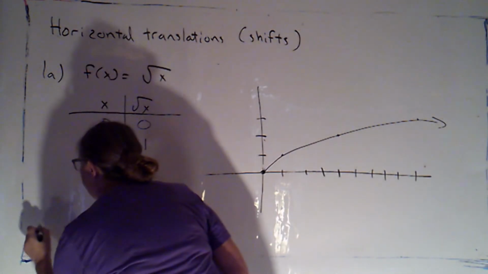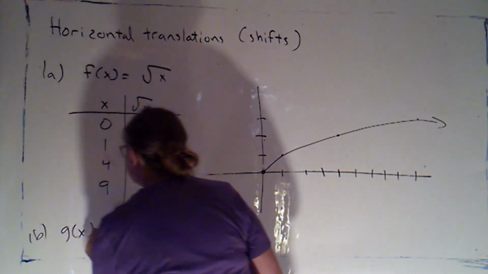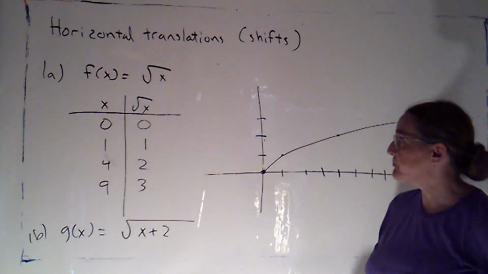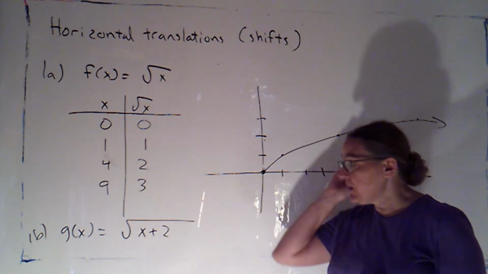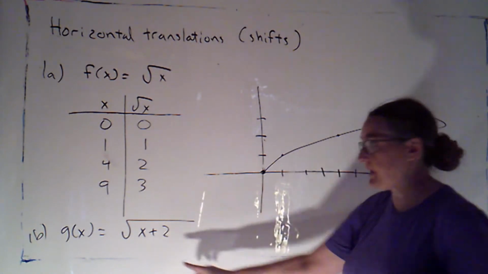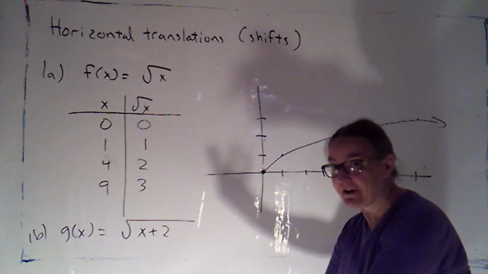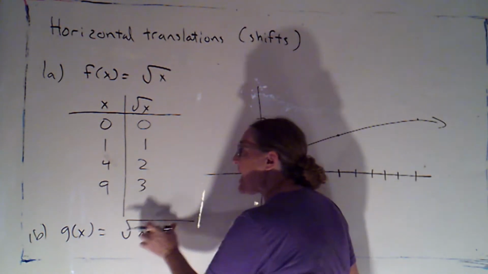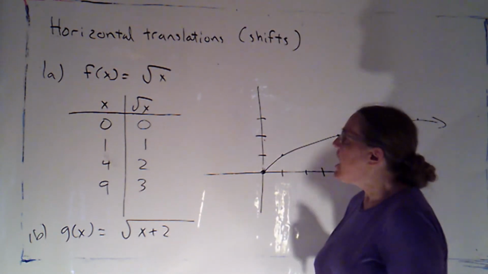Now, for 1b, we're going to sketch g of x, which is going to be the square root of x plus 2. So we're adding 2 to our x values, rather than adding 2 to the y value that we get after plugging into the function. We're adding 2 and then taking the square root of that.